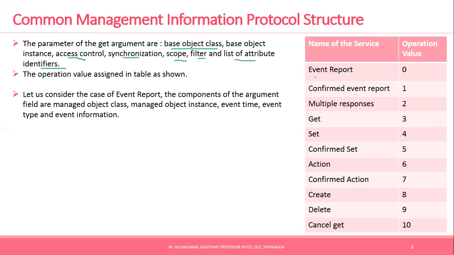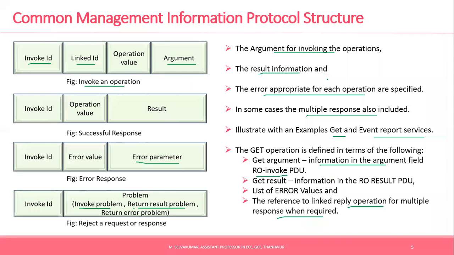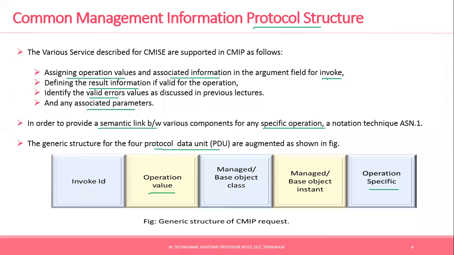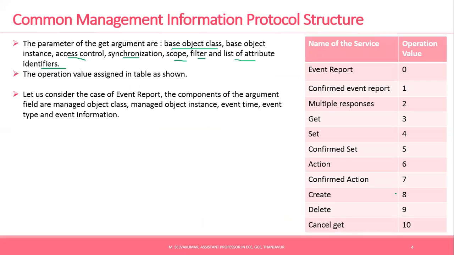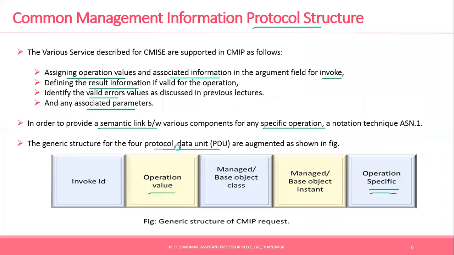For the event report service, the operation value given here is 0. If it is a confirmed event report, the operation value is 1, and for the multiple response report we give 2. For getting the information about the manager objects, we use 3. Similarly, up to create, delete, action, and cancel get, the operation value is given in the protocol structure here.